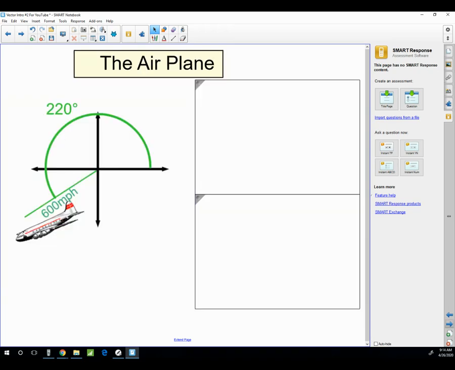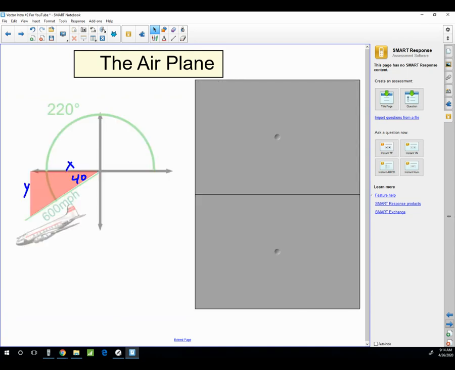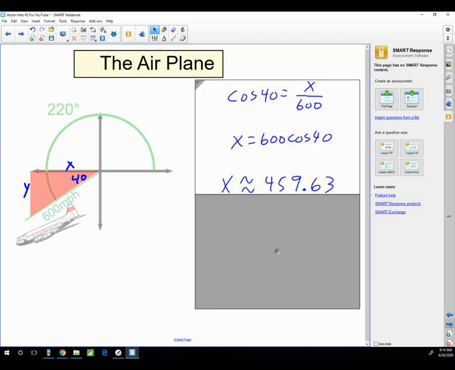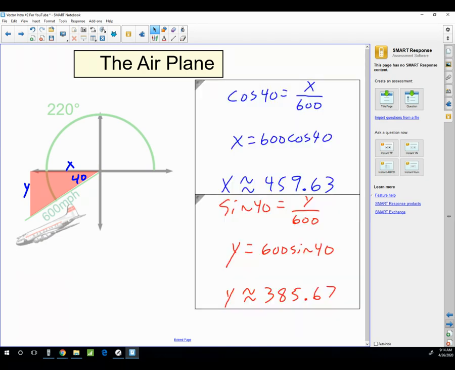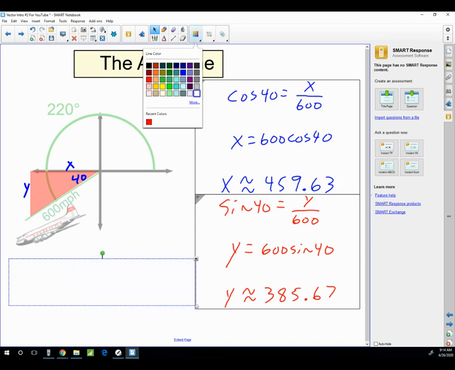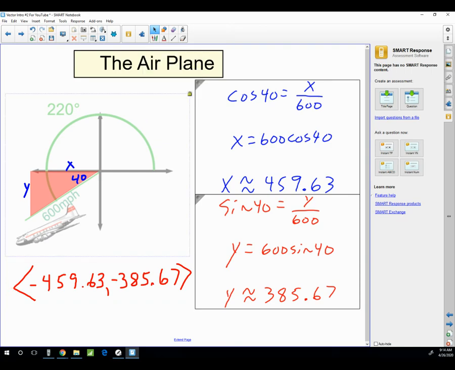Let's do the airplane. Pause the video. See if you can do the components of the airplane. There's the setup. There's X. There's Y. Let's make anything negative that needs to be negative. See if you can decide that before I light it up. They're both negative because we're in the third quadrant.